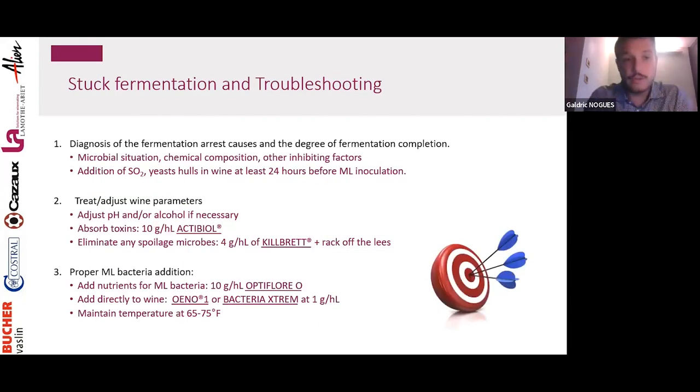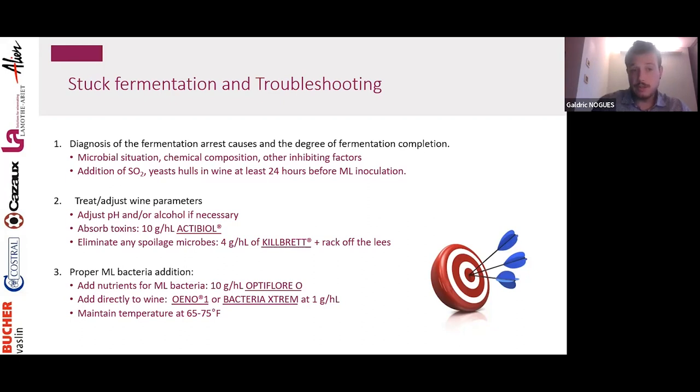So then to try to conclude, we also have a word about stuck fermentation and troubleshooting. Basically, when you do a diagnosis of the fermentation arrest, you have a problem with the fermentation completion. So you need to check the microbial situation, chemical composition, and also the other inhibiting factors. You need to react because the wine is stuck, there is still sugar.